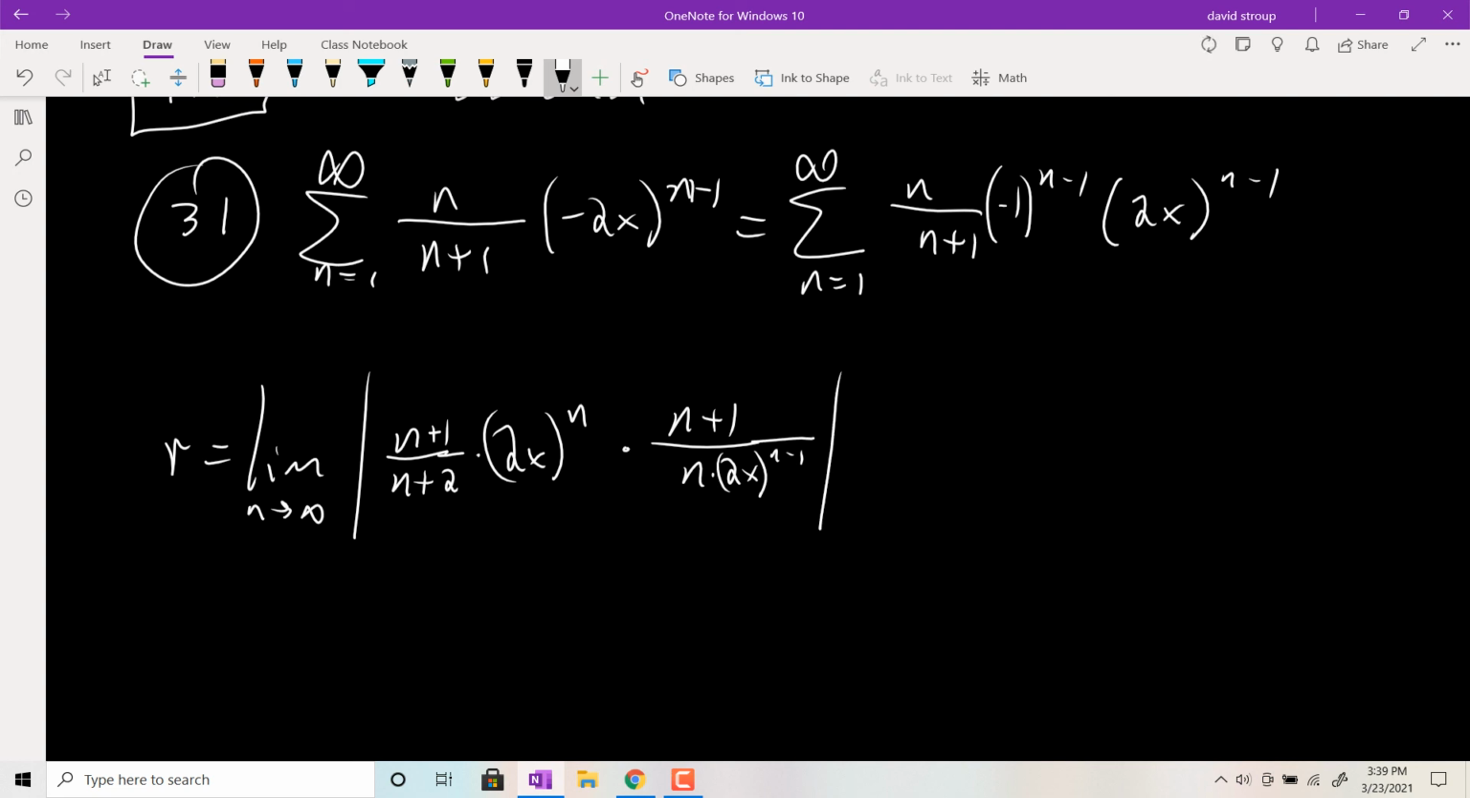Okay, and then I got some simplification to do here. So what do I have? N plus 1, basically squared, all over n times n plus 2 times 2x to the n minus parentheses n minus 1, because what?